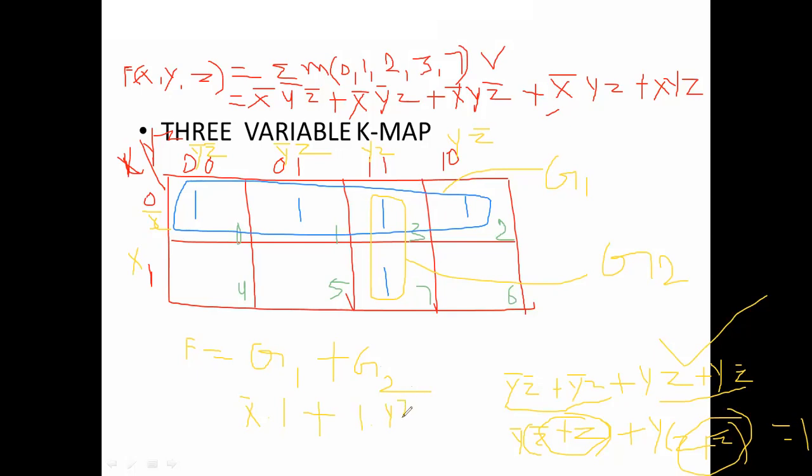Finally, what is the result you will be getting? X bar plus yz. This is the answer you will be getting. In this way, we are simplifying a 3 variable Boolean expression by using K-map. Actually, this is the given expression. By using K-map, if you simplify, x bar plus yz is the result we are getting. Do you understand?